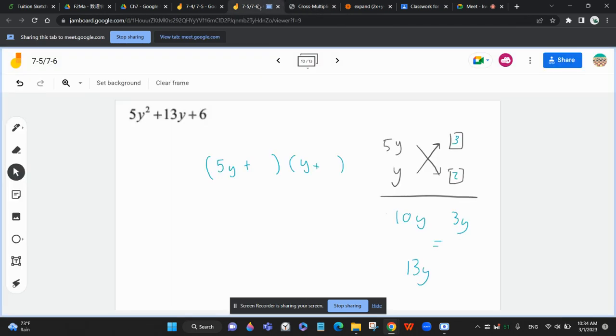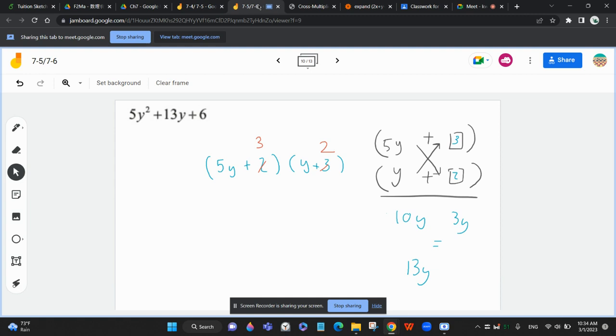Okay, so you get 13, then how you should read the answer? You should read it like this. Okay, so the first one is 5y plus 3, and then the second one is y plus 2. So why we should read the answer like that? So this is plus 3, this is plus 2.